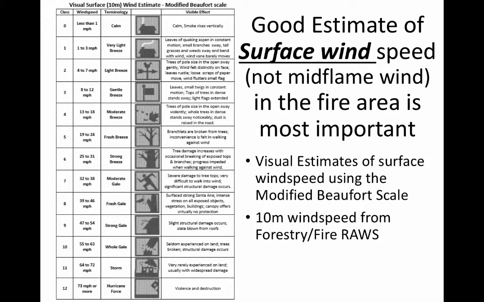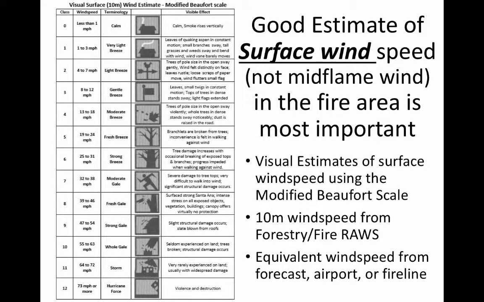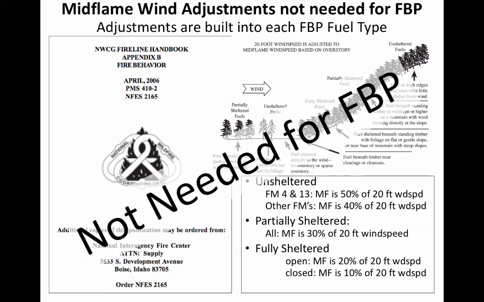You can get the wind speed from one of our RAWS stations, or from a weather forecast, or measured from an airport, or even perhaps from the fire line. The wind adjustment factors you learned in S290 are not needed for the FBP assessment system.